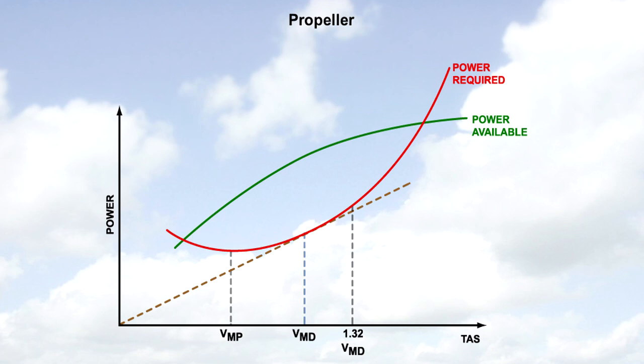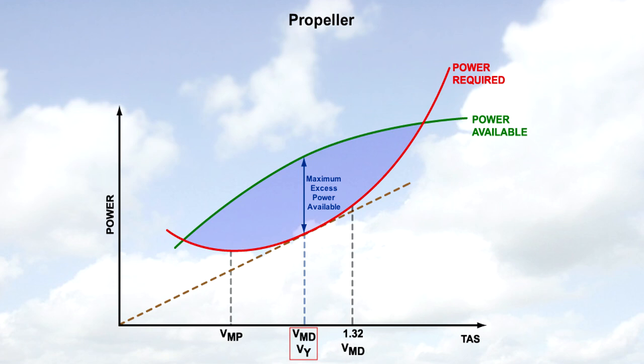Shown here is a graph of power available and power required for a typical light aircraft. On the graph, the greatest amount of excess power available will be found where the distance between the curves is at a maximum, as shown here. At any other speed, the excess power is less, and the rate of climb less. As we've already learnt, Vy is the speed for the best rate of climb. For a propeller aeroplane, you'll notice that this speed occurs at Vmd.